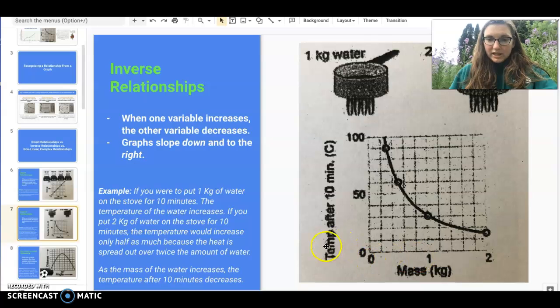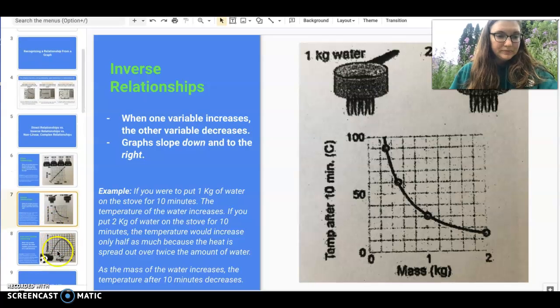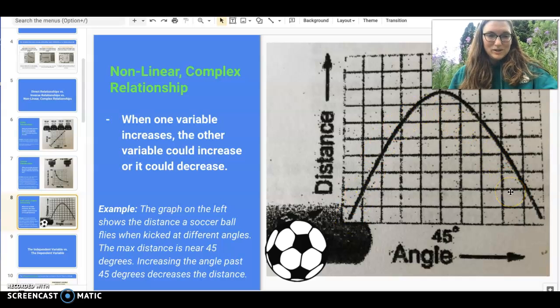So, mass and temperature: the bigger something is, the more time it's going to take to heat it. You can heat a little bit of mass to a high temperature pretty quickly, but as you get bigger, it's not going to heat as quickly, right? Inverse relationship there. Then we have a nonlinear complex relationship, and this is where it's not just going up, it's not just going down, it's making some kind of other pattern that is interesting to us.